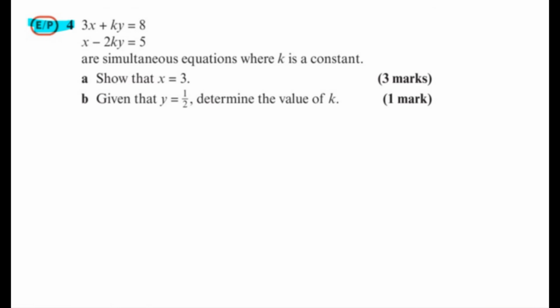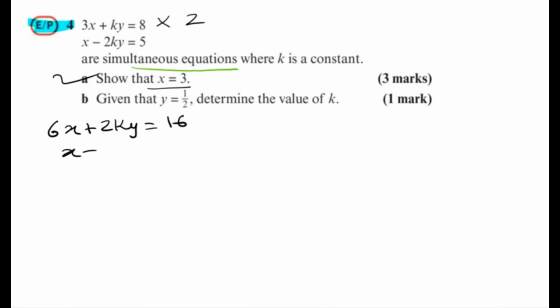Question number 4: 3x plus ky is equal to 8 and x minus 2ky is equal to 5 are simultaneous equations where k is a constant. Show that x is equal to 3. Now I know here I have to find the value of x, which means I have to eliminate k and y. So for that, I will multiply the first equation by 2. That gives me 2ky plus minus 2ky, so I can eliminate it. So the first equation multiplied by 2 will give me 6x plus 2ky is equal to 16.